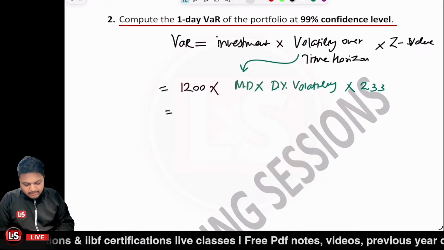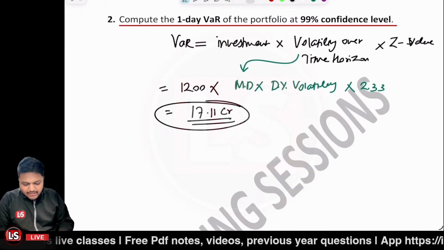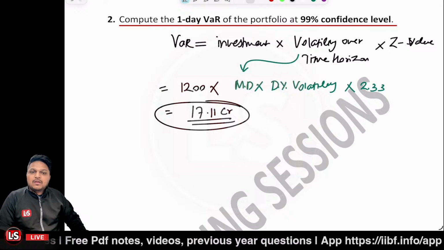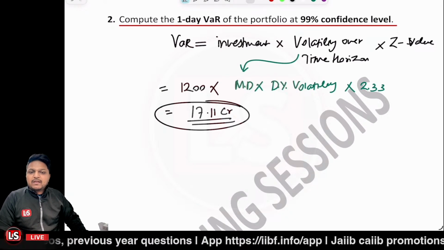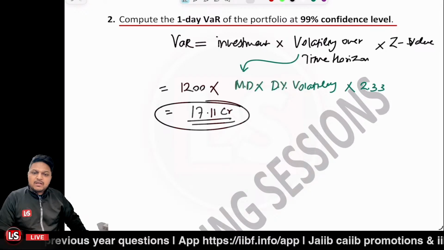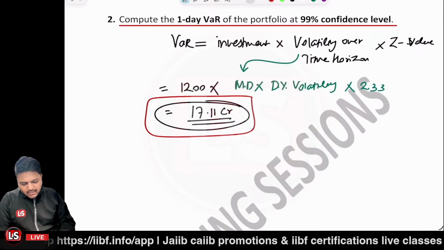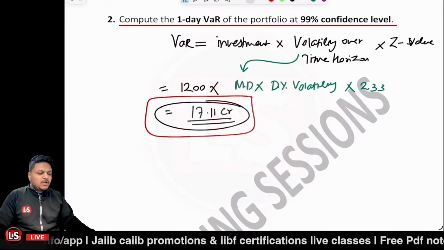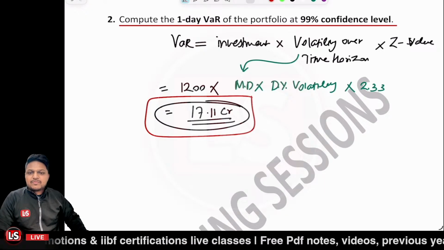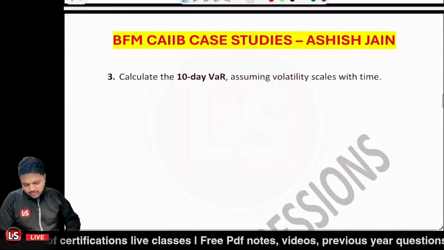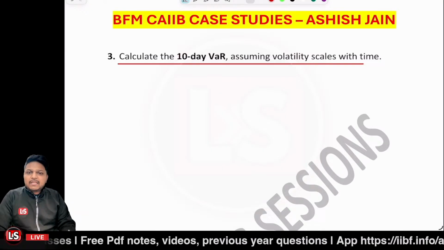That comes out to be 17.11 crore. This is your 1 day VAR, 1 day value at risk. Under a one day time horizon, if you make an investment, then the maximum loss under normal conditions is limited to 17.11 crore, and there is only a 1% chance that your loss goes beyond 17.11 crore, right?